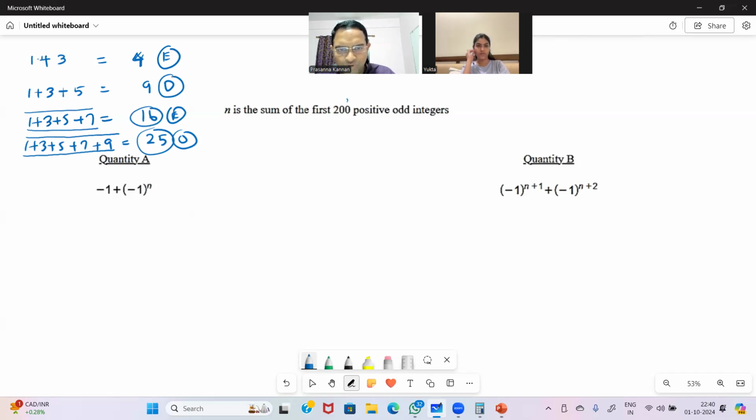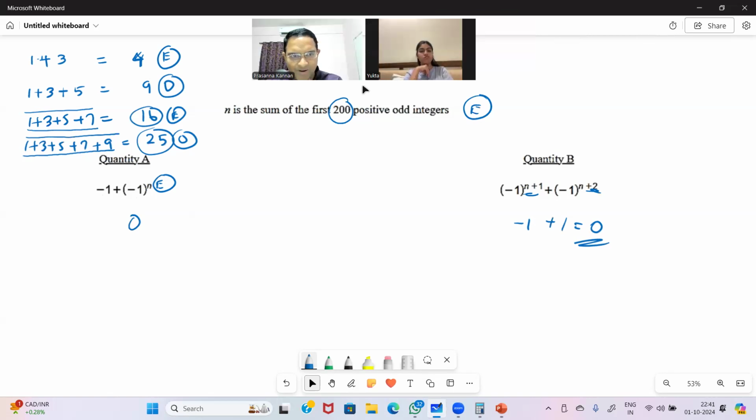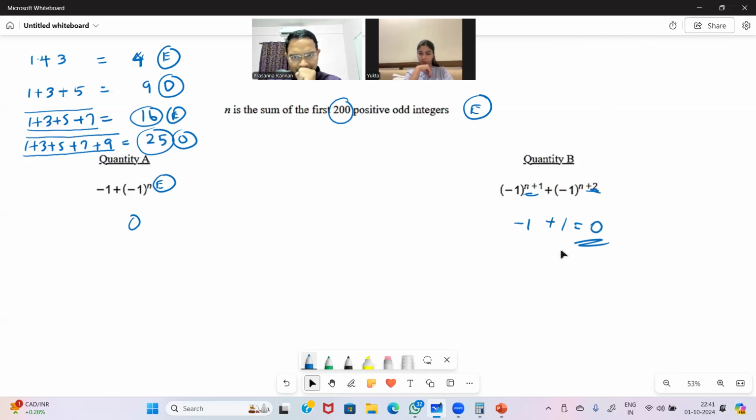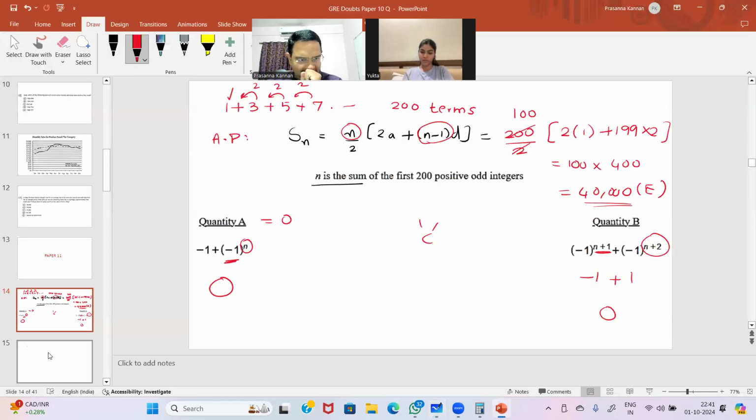So if you're going to add 200 positive odd integers, what is your answer going to be? Even. That's it. So this is even. So minus 1 plus 1 is 0. This will be odd, so -1. This will be even, therefore 1. So that's the other way you can solve this, by understanding the trend. Clear, Yuktha? Next.